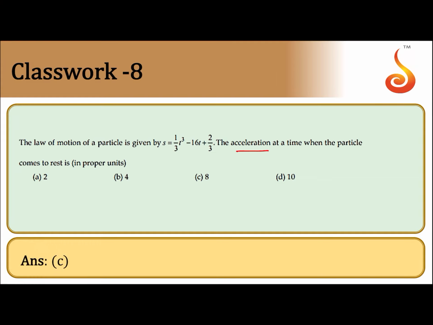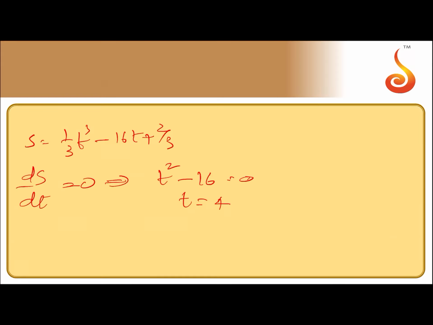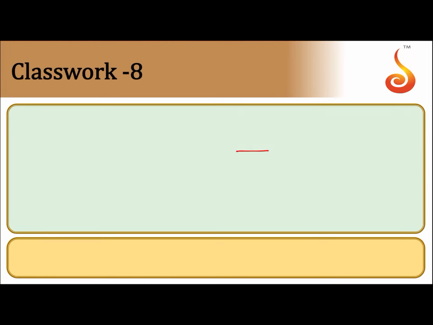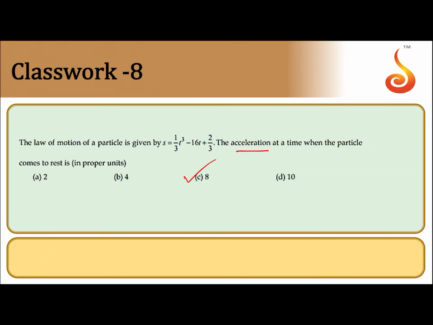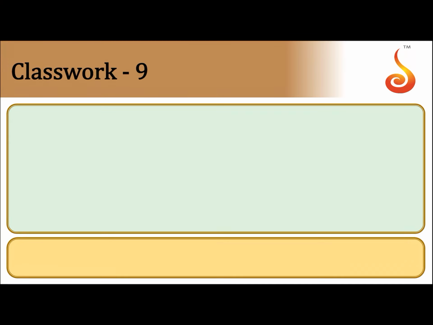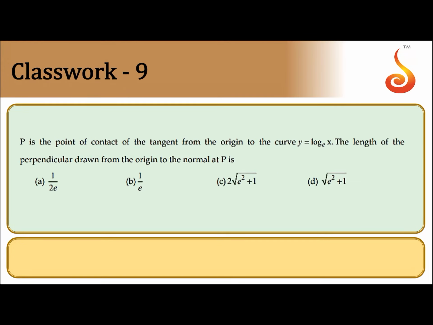Oh, sorry, we need the acceleration at that time. So what is the acceleration? d square s by dt square, that is nothing but 2t, that's it. And at the time t equals 4, substituting it in this one, you'll be getting 2 multiplied by 4 equals 8. So the answer is 8 units. Okay, coming to next one.